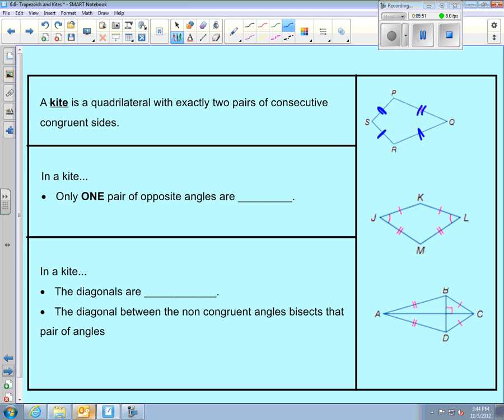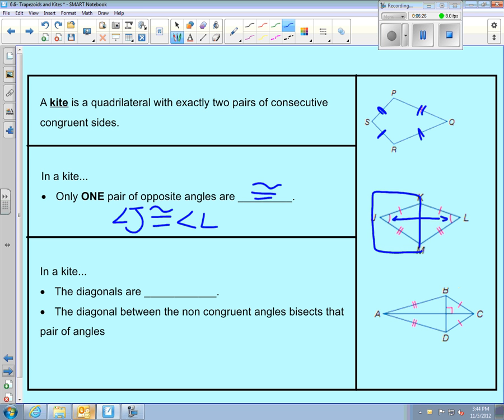In a kite, only one pair of opposite angles are congruent. One pair. And in this one, opposite angles, here we see in our picture, J and L. So angle J is congruent to angle L, and that is going to be formed by the non-congruent sides. So the two sides that aren't congruent, like there, those two are going to form our angles.